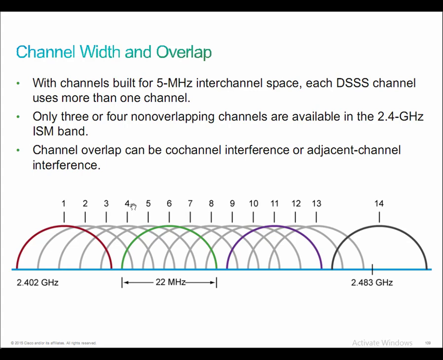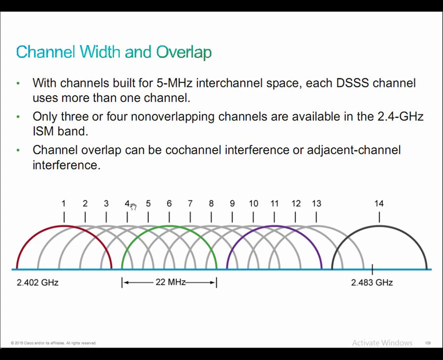But if a device uses a channel that's 22 megahertz wide, 11 megahertz on each side of the peak frequency, the channel will encroach on the neighboring channels because there's only a 5 megahertz wide gap between those channels. That means two devices that use two overlapping channels in the same area will interfere with each other. So as a result, there are 3 non-overlapping channels in the United States, channels 1, 6, and 11.